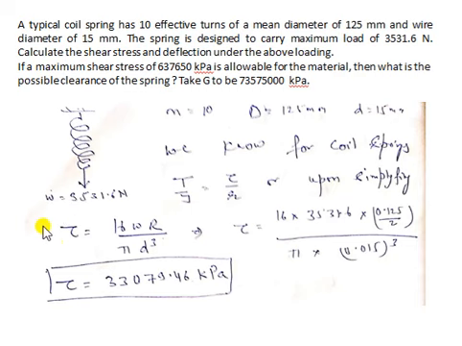Upon simplifying, we got that the permissible shear stress for this condition is given by the expression 16 W R divided by pi d cube, where capital R is the effective radius of the coil, W is the applied load, and d is the diameter of the wire. All of these values are given in the problem. Simply substituting these values, we will calculate the permissible shear stress, which will be 33079.46 kilopascal.